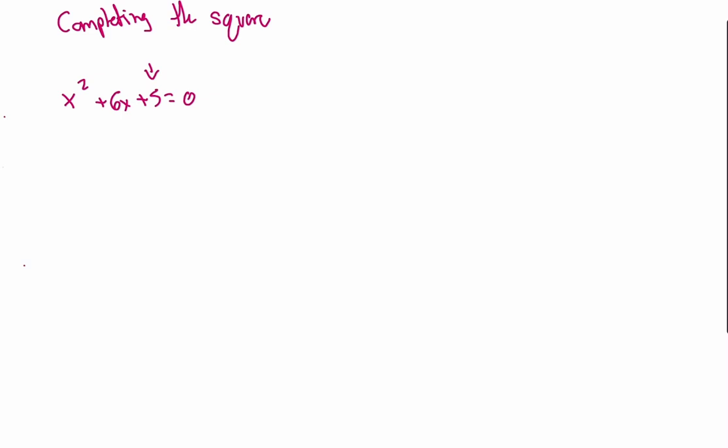Since we have a plus 5, we want to do -5 on both sides. So we're going to have x squared plus 6x equals that -5. So it cancels out on the left, and then it's 0 minus 5 on the right.